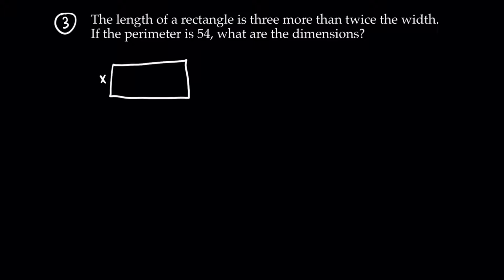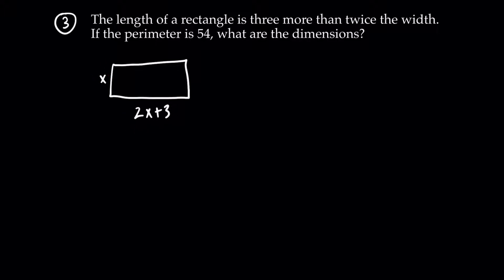And now it's saying the length, which is right here, is 3 more than twice the width. So if the width is x, twice the width would be 2x. And if you take 3 more than that, then you're dealing with 2x plus 3. That's how we can express the length as a function of the width. So here's the length, here's the width.